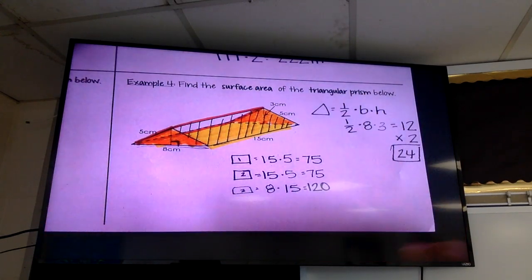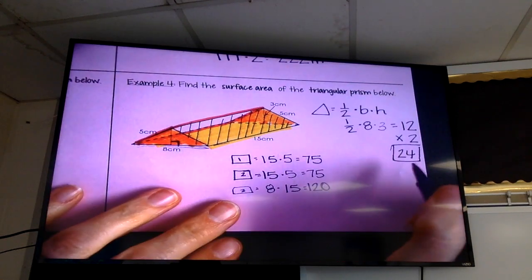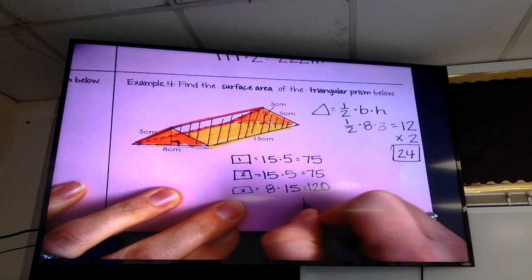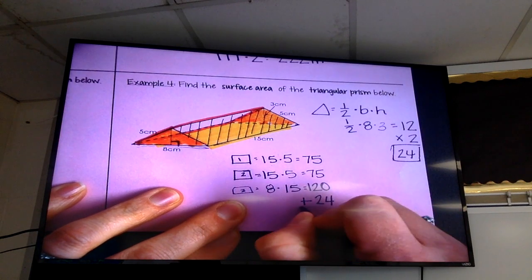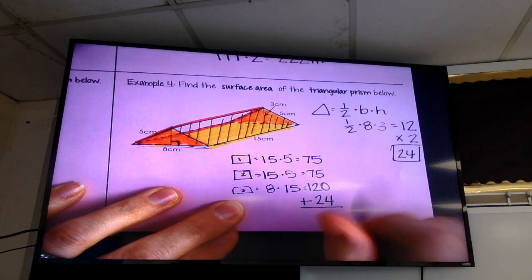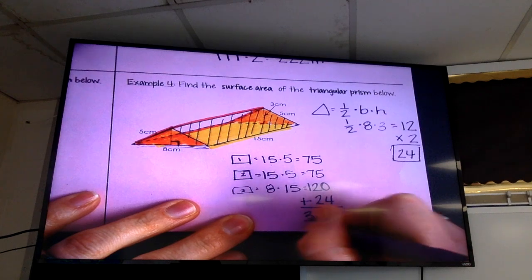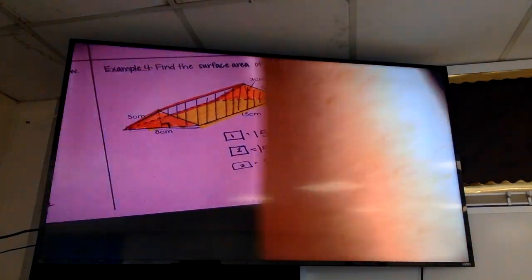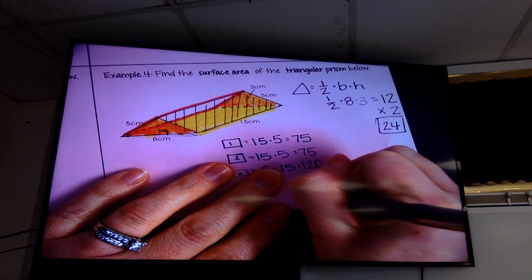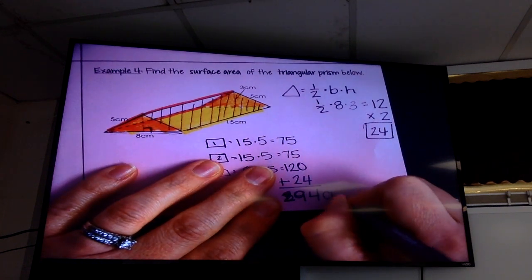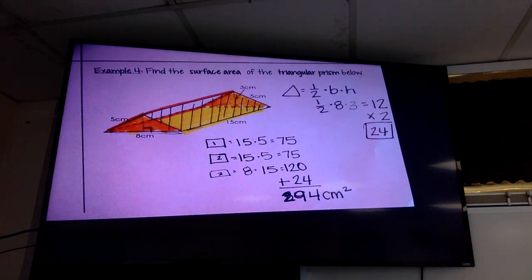Remember, my last step is to find the total surface area all together. So I'm going to say 24, or my 3 rectangular faces plus my 2 triangular bases. I'm going to bring that number down. I'm going to add them all up. When I do, I should get 294 centimeters squared. So that's your notes for surface area of prisms. Now go ahead and try your homework.